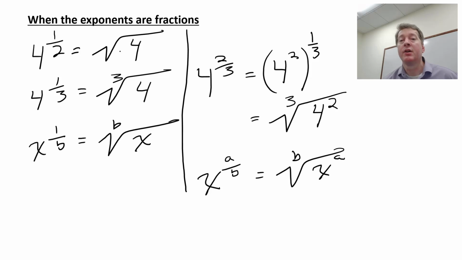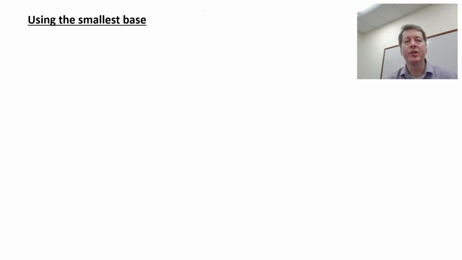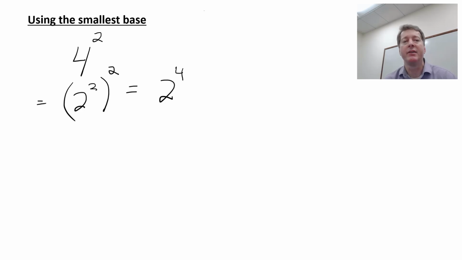So you might see this on a harder question: using the smallest base. What do I mean? If you see a number raised to an exponent, suppose I have 4 squared, you want to ask, can I reduce that down to a smaller base? Right now the base is 4, but hey, 4 is 2 squared. So this is the same thing as 2 squared squared. This is 2 to the 4th. So I've reduced 4 down to the smallest base.